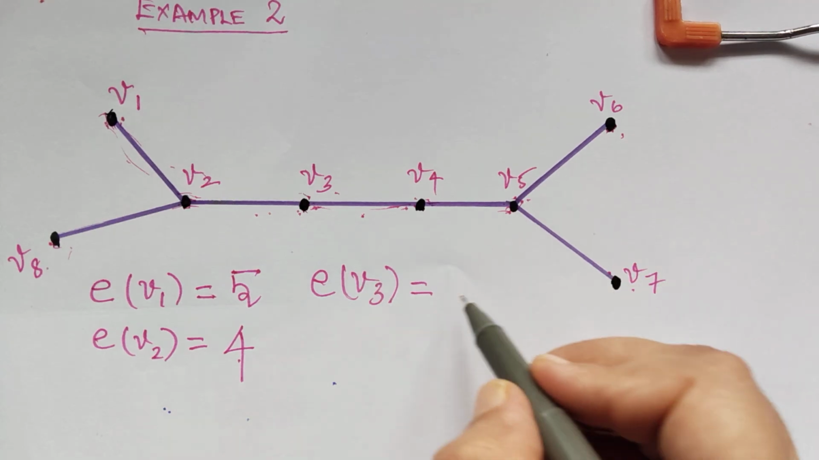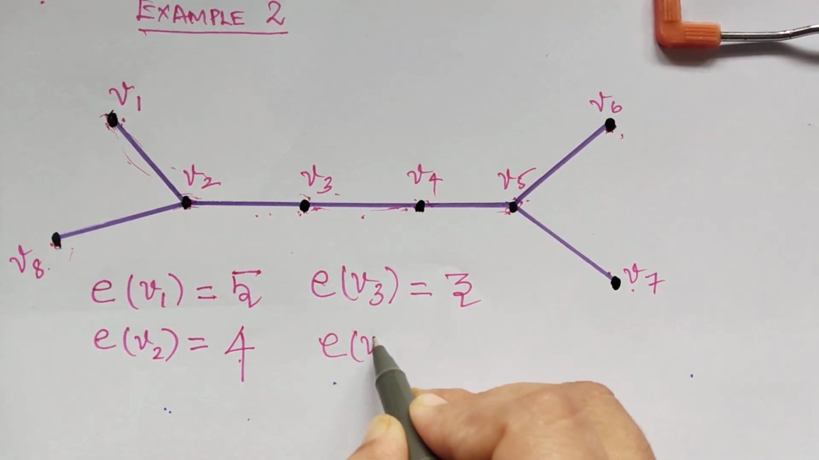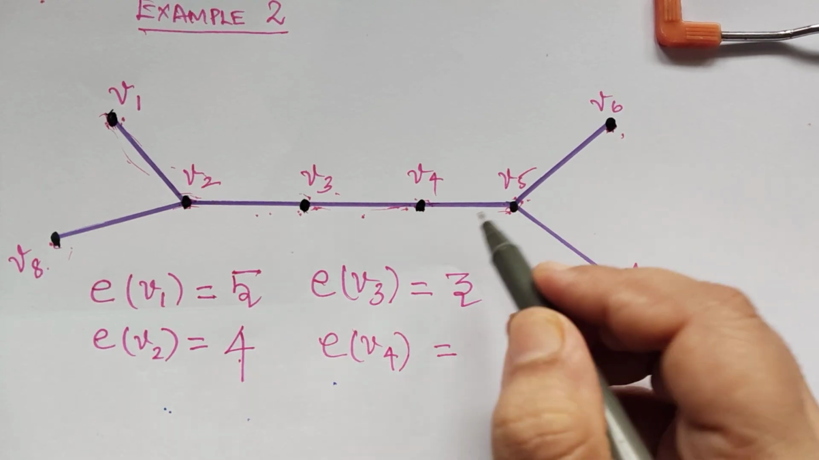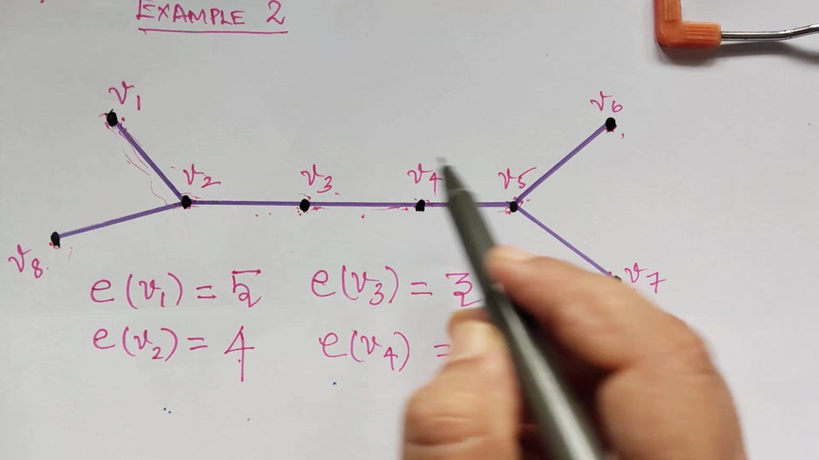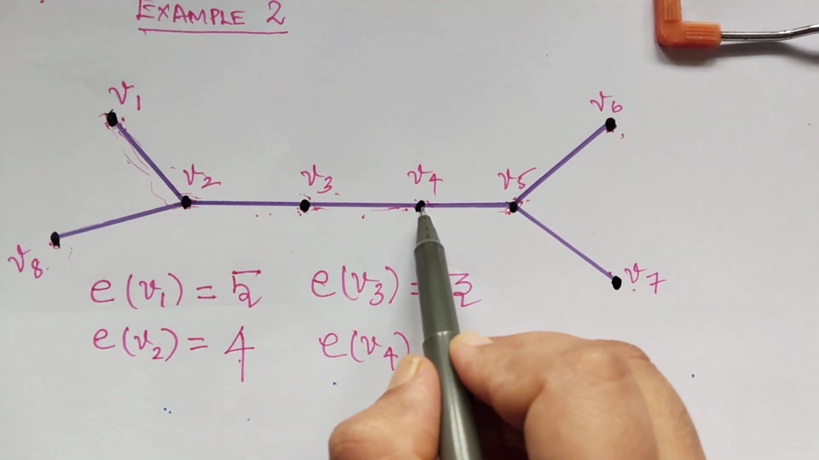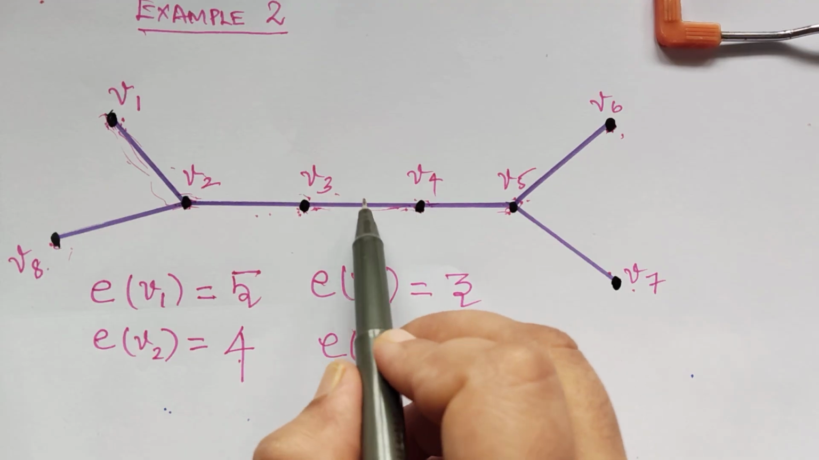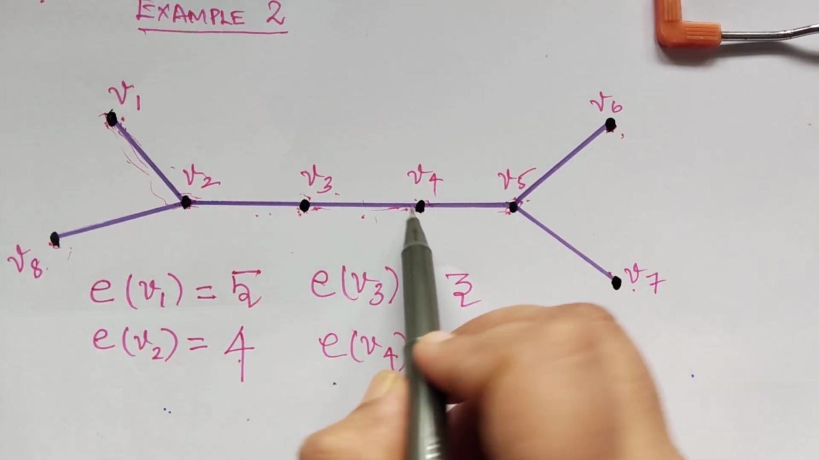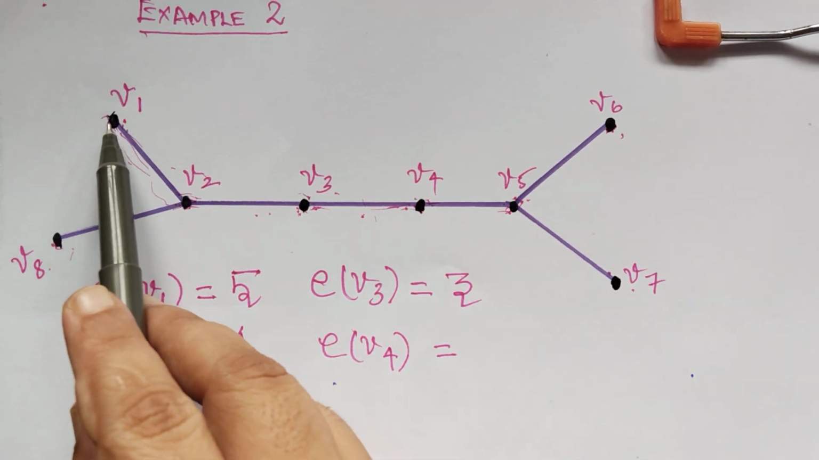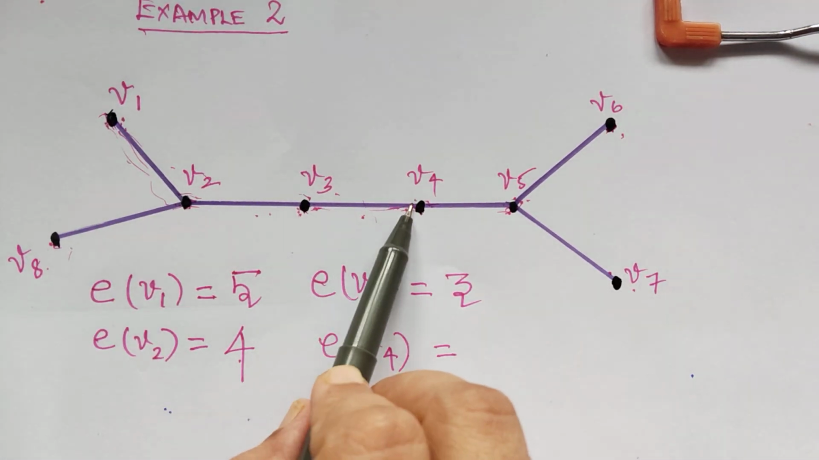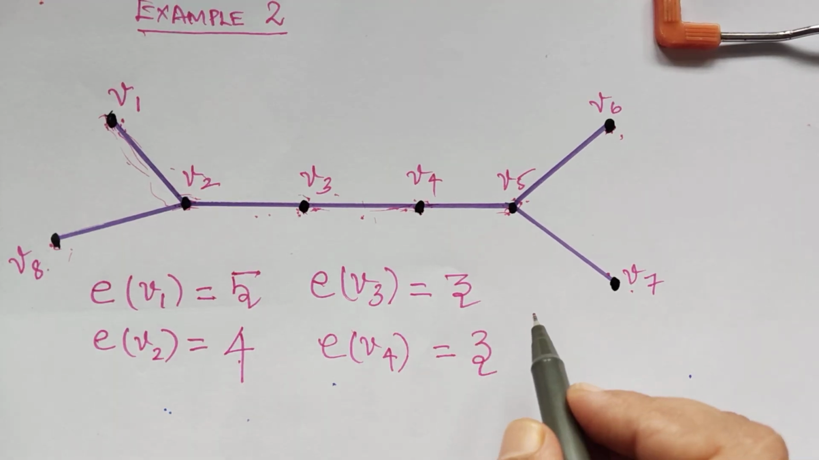So which was maximum distance? 3. So E of v3 is equal to 3. What about E of v4? It is equal to, so from v1 to v4 it is 3, 1 2 3, v8 to v4 also 3, v2 to v4 2, v3 to v4 1, v4 to v5 1, v4 to v6 2, v4 to v7 2. So what was the maximum from v1 to v4 and v8 to v4, which was 1 2 3. So E of v4 is equal to 3.